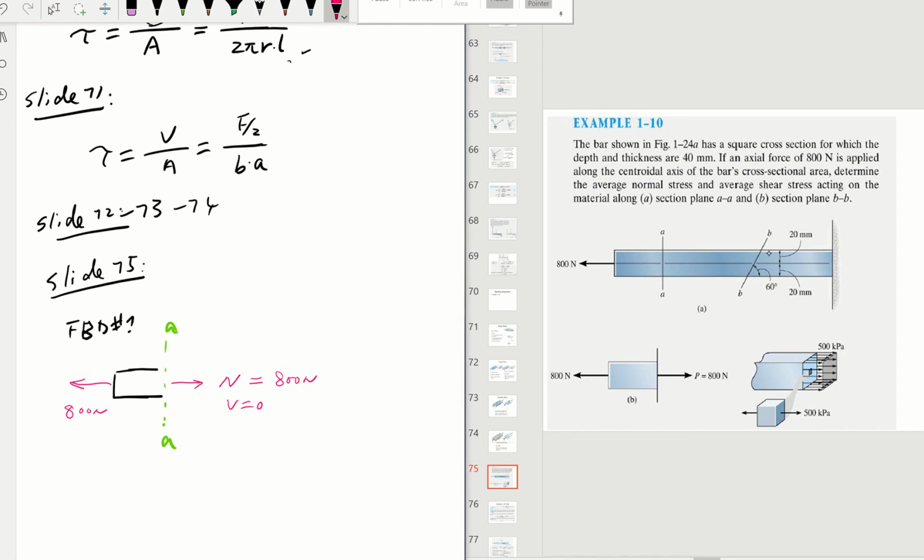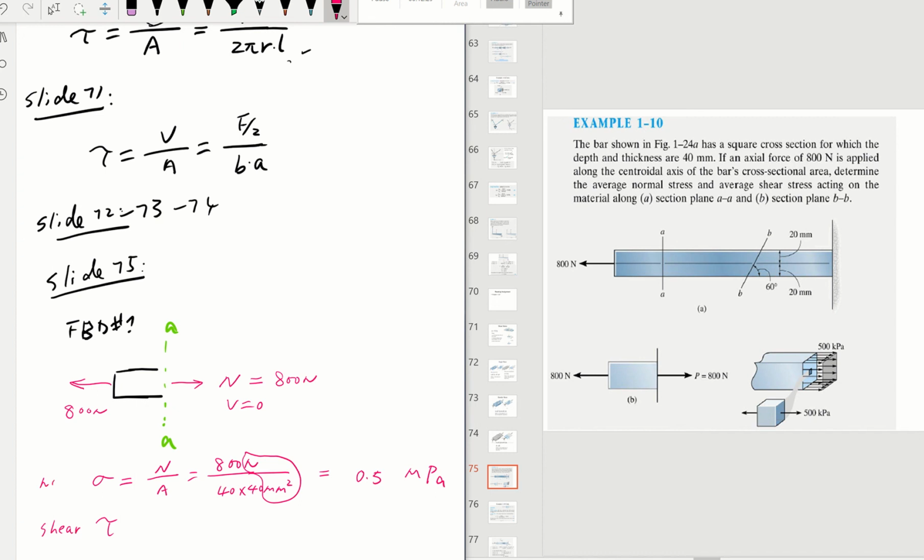So knowing that, we can find our sigma, our normal stress, which is going to be N over area. So 800 Newton divided by 40 times 40 for the square cross-section area. And we know Newton per millimeter square gives us a unit of mega. So then we will have our answer as 0.5 megapascal for normal stress.